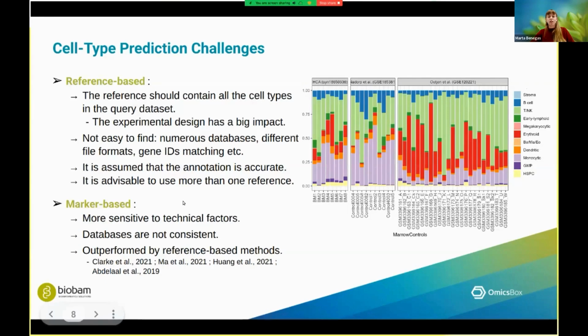Then, regarding the marker-based prediction algorithms, since they rely only on a list of a few marker genes, they are more sensitive to technical factors that can arise during sample preparation or during sequencing. Moreover, the databases commonly are not consistent, so they usually give different lists of marker genes for the same cell types. And lastly, it has been seen that they have been outperformed by reference-based methods in many different benchmarking studies.